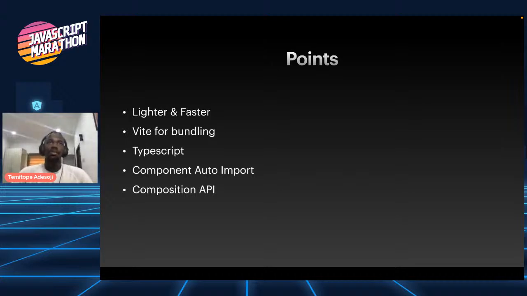So basically, we're going to be talking about Nuxt 3. Nuxt 3 is currently in beta, and there are a couple of improvements that have been made in Nuxt 3 over Nuxt 2. One of the major things is that Nuxt 3 is now faster and lighter than Nuxt 2, and Nuxt 3 also uses Vite for bundling. So this makes things like hot module reloading way faster.